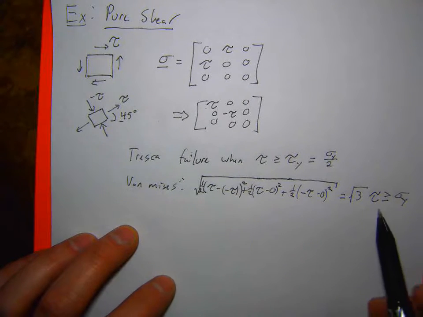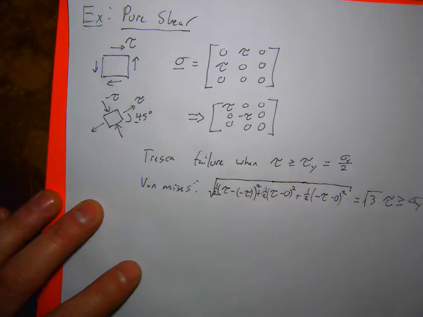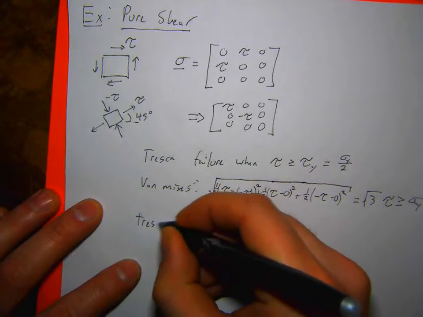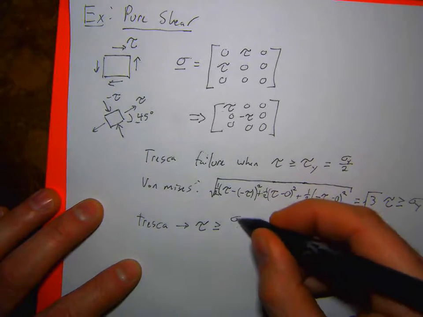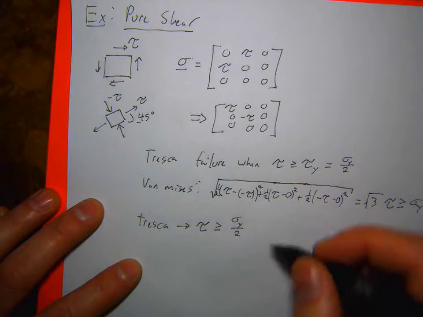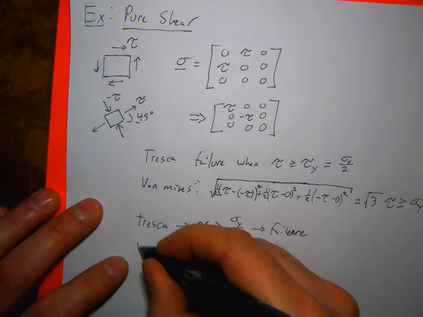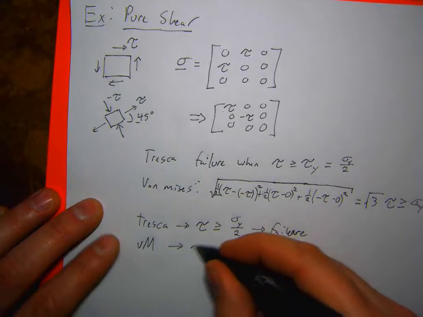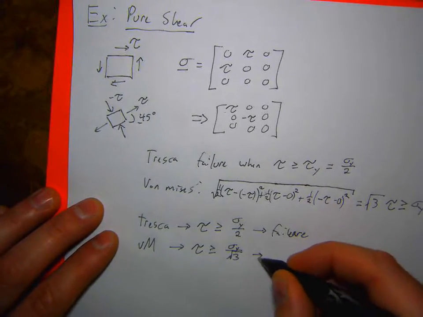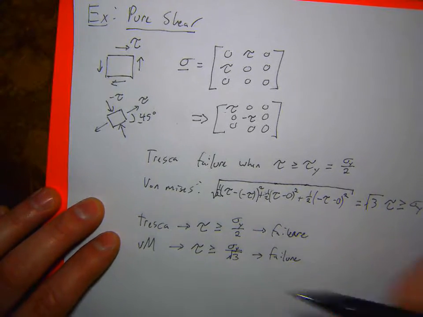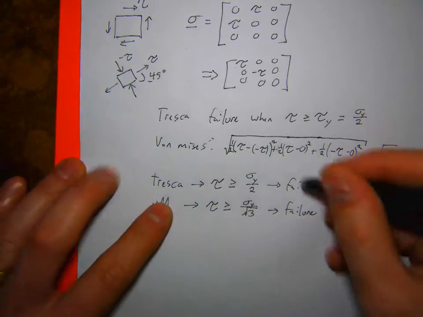So now I have slightly different criteria for when failure is going to happen. From the Tresca, when my shear is greater than or equal to sigma y over 2, then failure happens. And from my von Mises, when that is greater than or equal to sigma y over square root of 3, then that goes to failure. So these are now slightly different versions of this failure criteria.